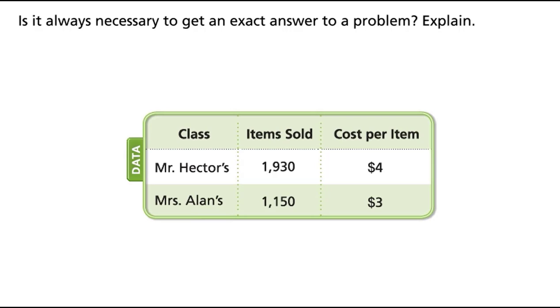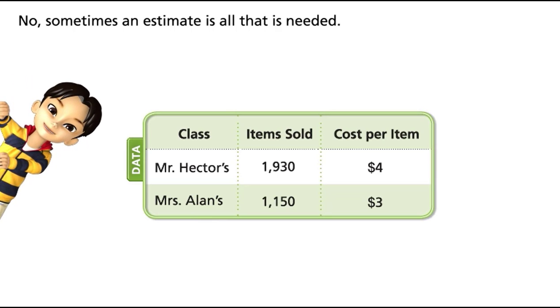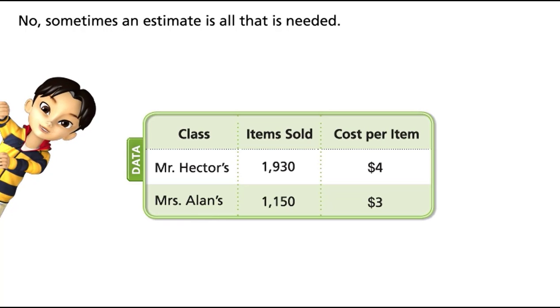Is it always necessary to get an exact answer to a problem? Explain. No, sometimes an estimate is all that is needed. You can use place value to help round numbers. Rounding is one way to estimate products.